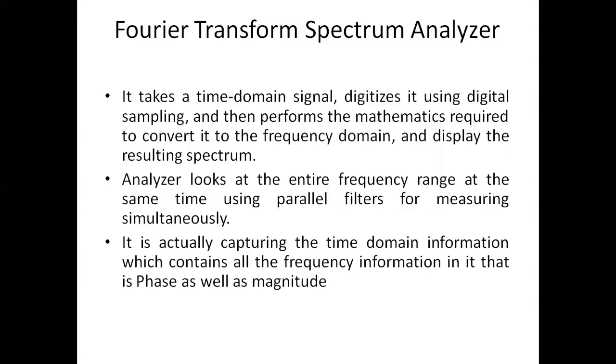In operation, it takes the entire frequency range at the same time and uses parallel filters for measuring simultaneously. Since in FFT the parallel operations are going on, we need parallel filters to measure. It is actually capturing the time domain information, and from the time domain information the frequency information is extracted so that it can measure both the phase as well as the magnitude.